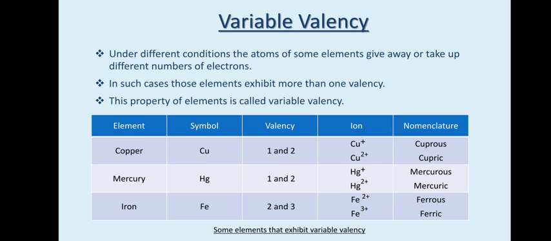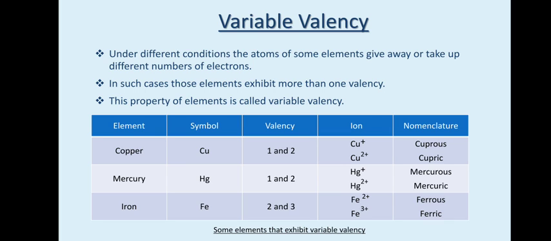So let's see the element's name. Copper, its symbol is Cu. Valency is 1 and 2. So one ion will be Cu plus, which will be called cuprous, and one will be Cu2 plus. Now what is the difference between the two ions? Cu2 plus is called cupric. Cu plus will give away 1 electron, thus only one positive charge, whereas Cu2 plus can give away both the electrons in the outermost shell. That is why it is Cu2 plus.